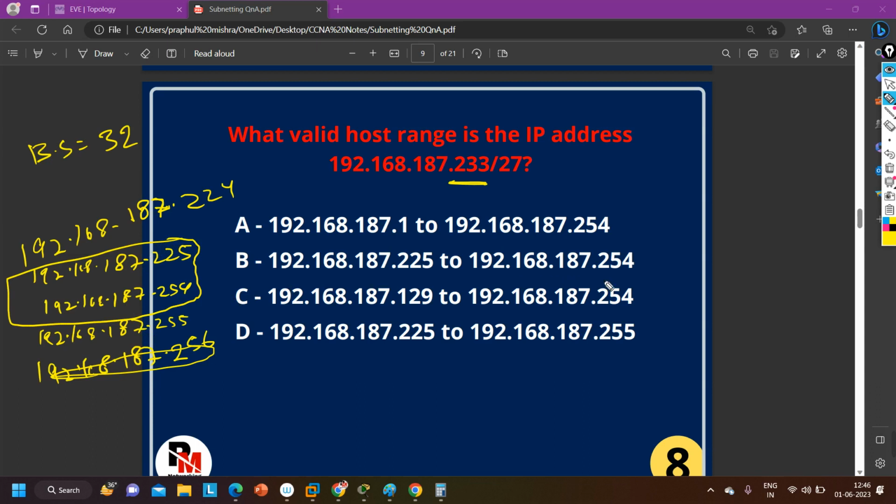Which option is right? I think 254. Which option is right? Option D is the right answer. Yes or no? Check. Yes, that's correct.